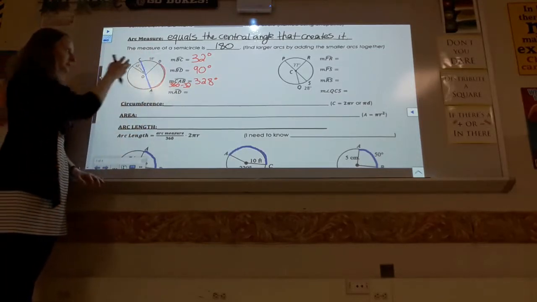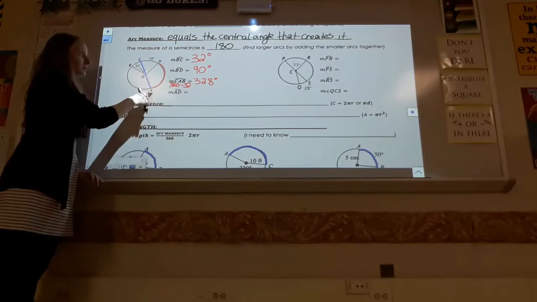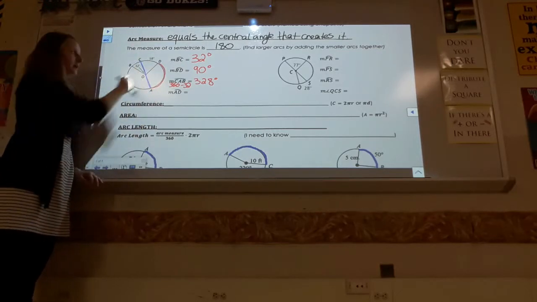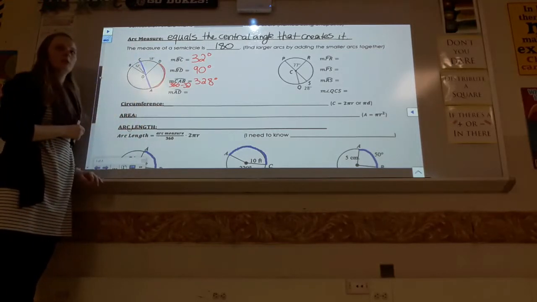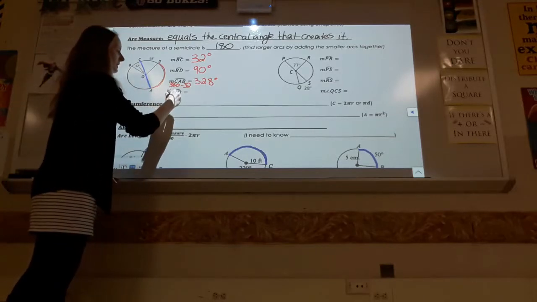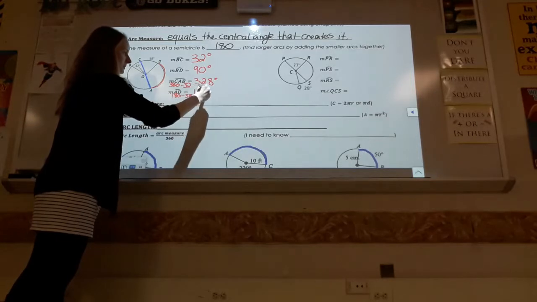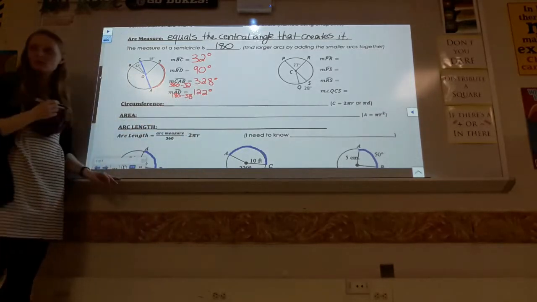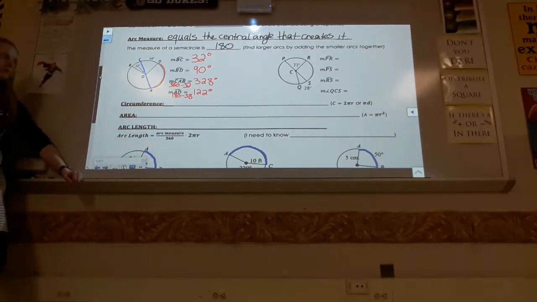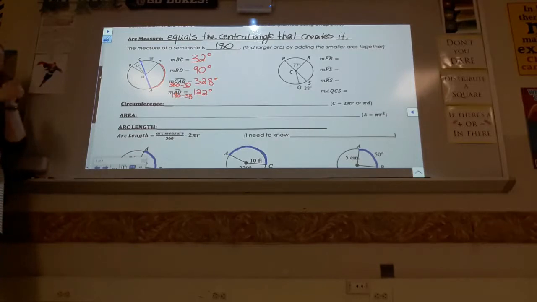Well, just like Daniel was saying, I know that all of this is 180. I don't want the 58. So how do I find this? 180 minus the 58, which is 122. Right? 122.